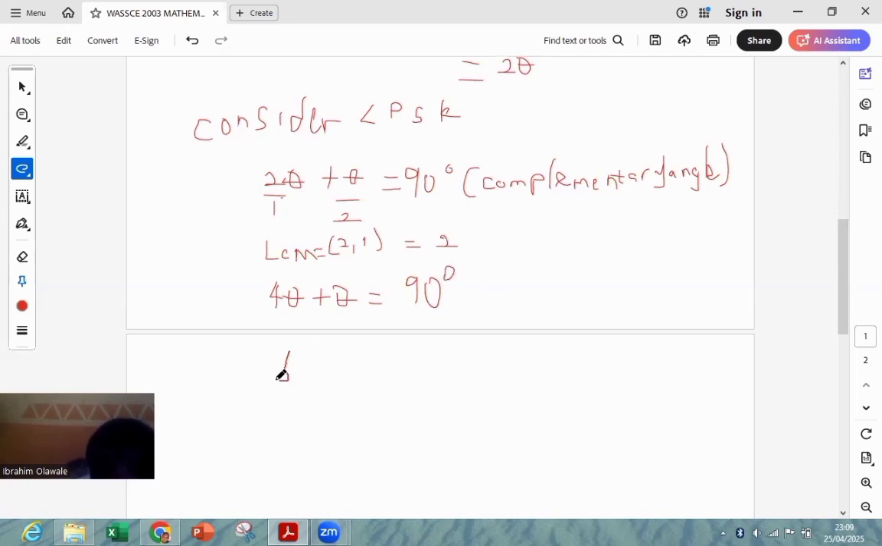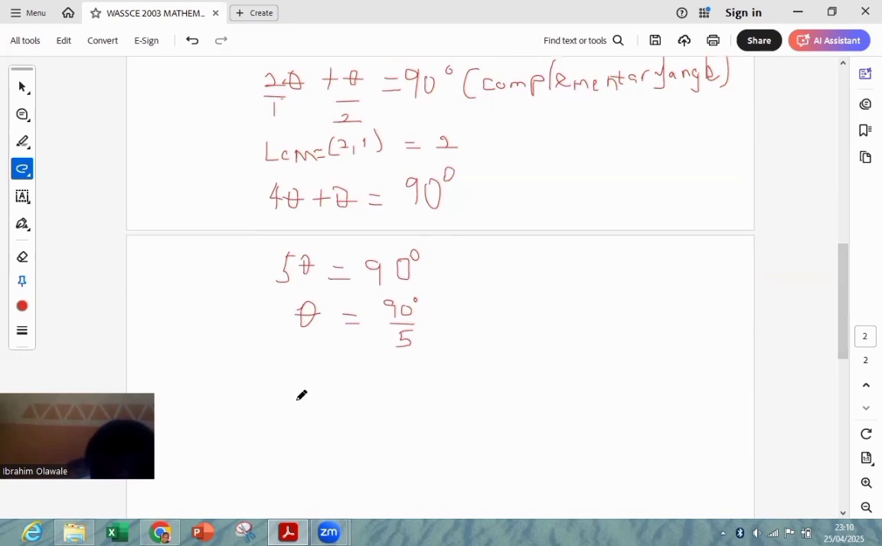So from here, this will give me 5 theta equals 90 degree. And when we simplify further, 90 divided by 5, that should give us 18 degree. I'm correct about that. Theta should be 18 degrees.